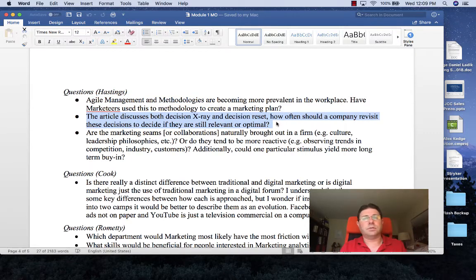The article discusses both X-ray and decision reset. How often should a company revisit these decisions to decide whether they're still relevant or optimal? Well, how profitable are you? How often has the consumer's behavior changed around you? And what have your competitors done in the marketplace? Some marketplaces with digital products change monthly. So, should you wait every 3 months to make a decision?